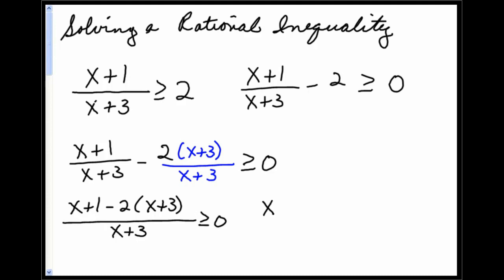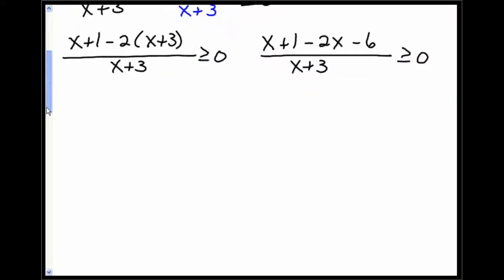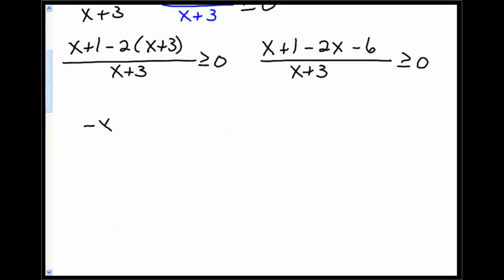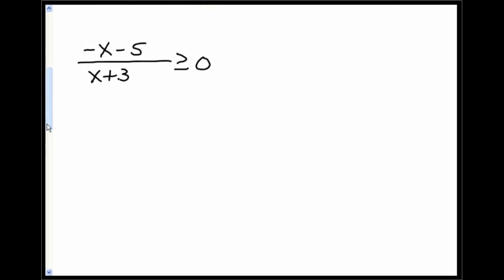We now have, distributing the negative 2, (x + 1 - 2x - 6)/(x + 3) greater than or equal to 0. Now combining like terms, we end up with (-x - 5)/(x + 3) is greater than or equal to 0. Now, what's a little bit different here is we need to set the numerator equal to 0 and the denominator equal to 0 to find our boundary points.